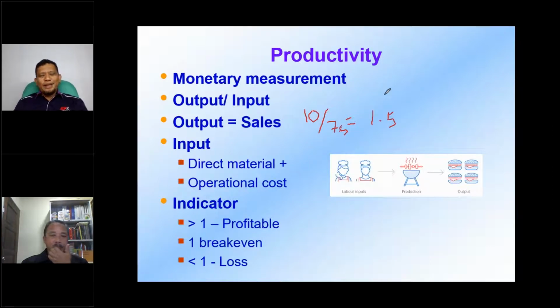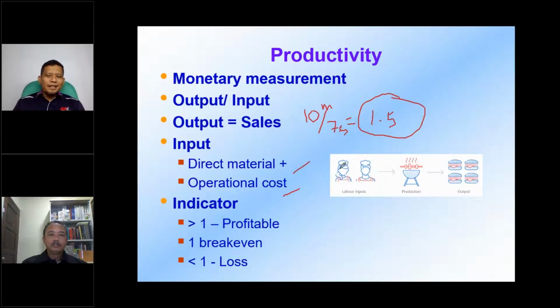So what is the meaning of 1.5? Even though we didn't show the value, the million or the RM here, when we put it on the board, yes, our company has productivity 1.5. So it means that our company is making profit on that month. Because this 7.5 million is the cost of direct material, the electricity cost, the labor cost, the consumables, it is only 7.5. So in other words, we are making 2.5 million profit. So 1.5 means that we are making profit.